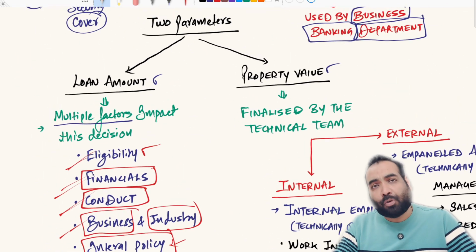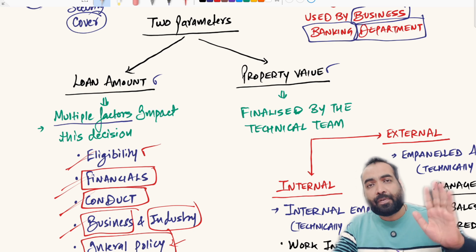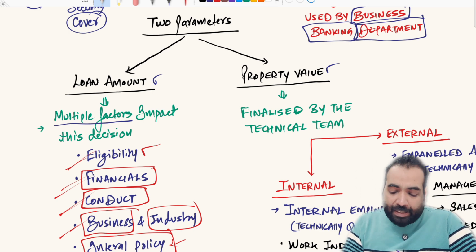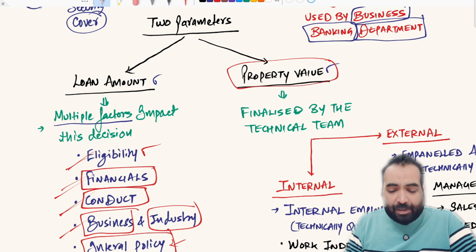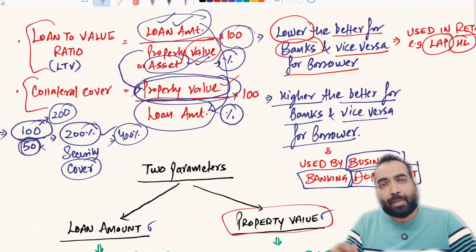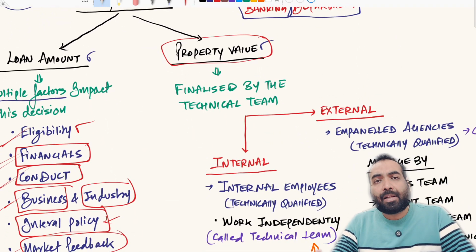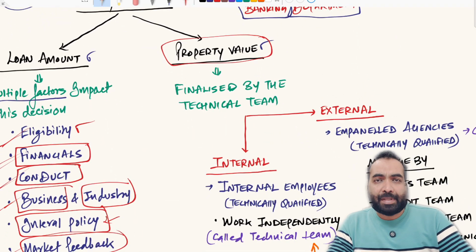So the first one is the loan amount that we will cover in upcoming numerous videos. The second one is the property value, or asset value, you can say. Property value is an integral part of the formula. So how do we determine the property value? How is the property value actually calculated?